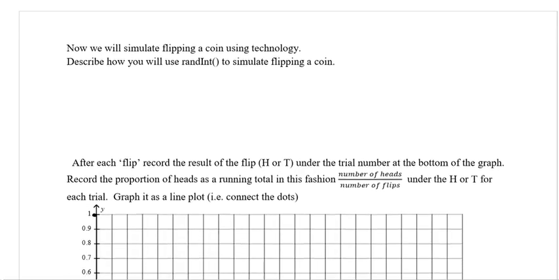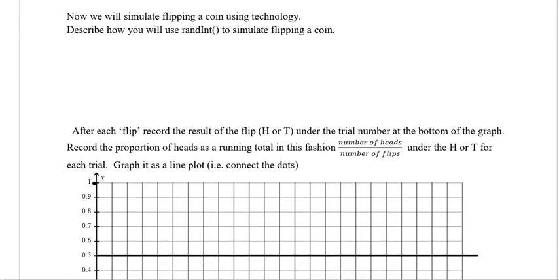Now we're going to simulate flipping a coin. We're not actually going to flip a coin, but we're going to simulate it 24 times. And we're going to use random integer to do it. So I want you to take a second, pause the video, and figure out how you would use random integer that we just used in order to simulate flipping a coin.